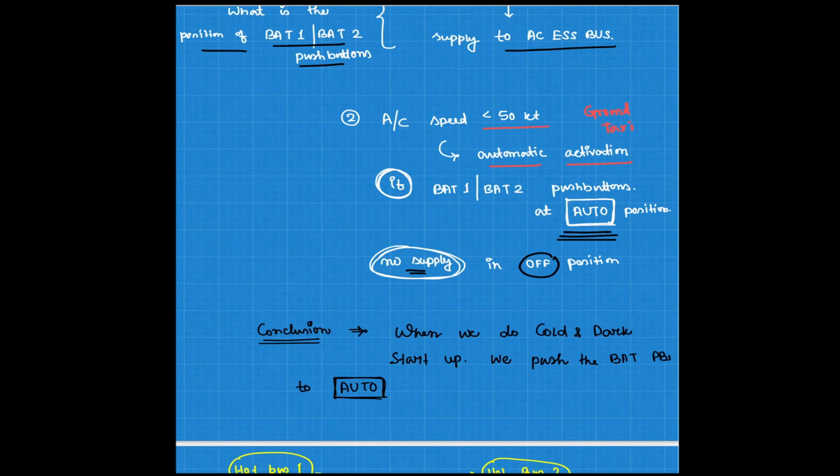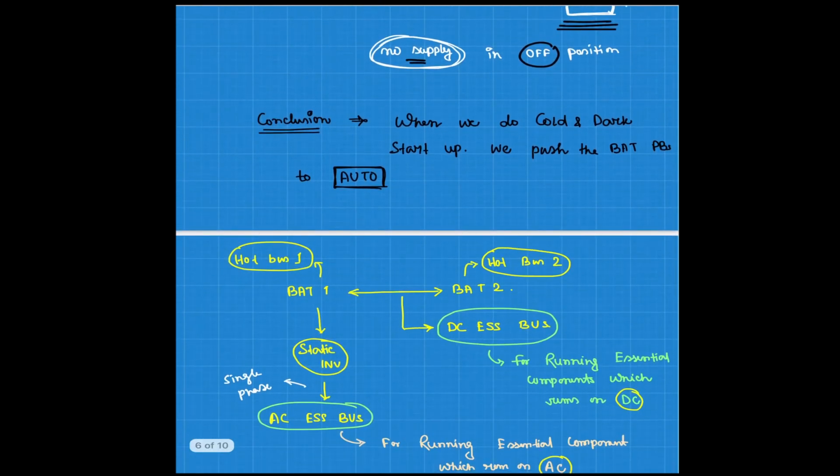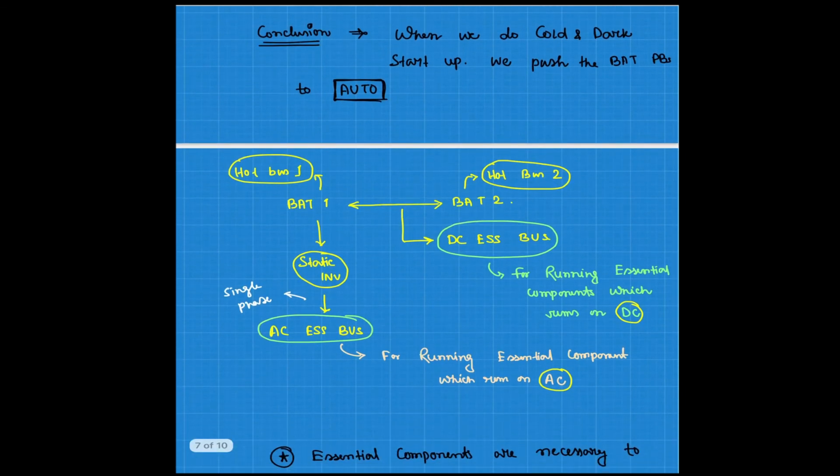So the conclusion of this is, in the cold and dark startup, when the battery switches are auto, as I told you earlier, battery 1 will supply the static inverter and the static inverter will supply the AC essential bus for running the essential components which run on AC, and the battery 2 and battery 1 bus is connected to the DC essential bus which runs the essential components which run on DC.